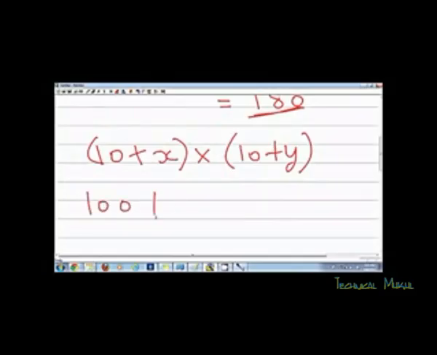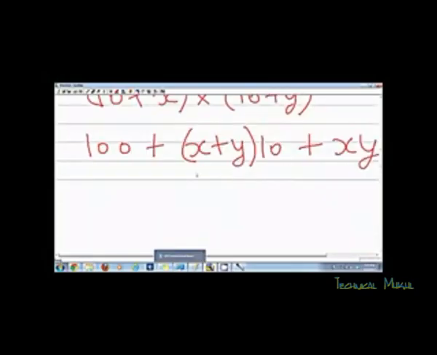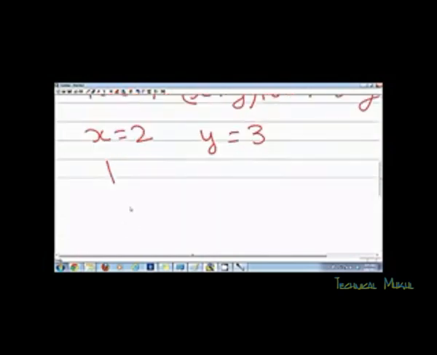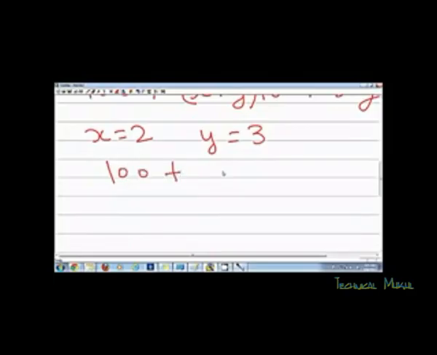plus x plus y, and this x plus y will be multiplied by 10, and then we have x into y. So see, that's why if you substitute your numbers, suppose we have x is 2 and y is equal to 3, then you can substitute that and you get 100 plus 50 plus 6. So your answer is 156.